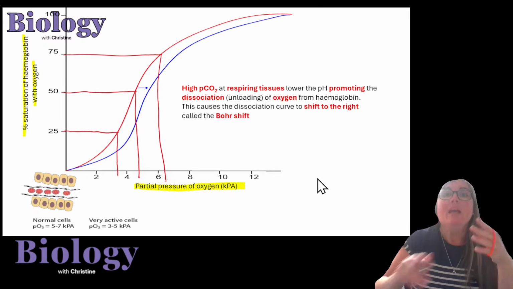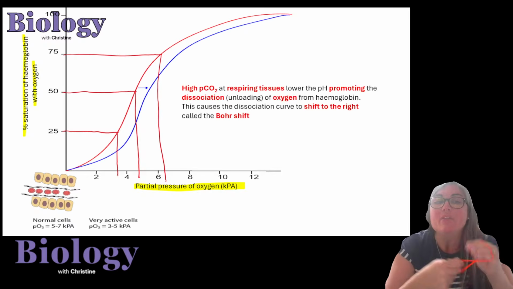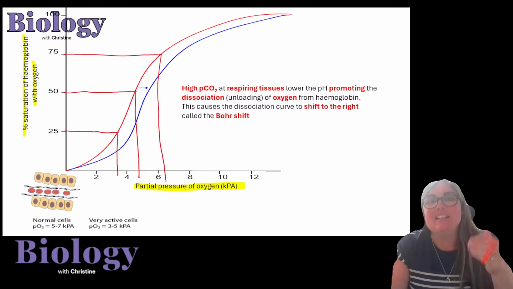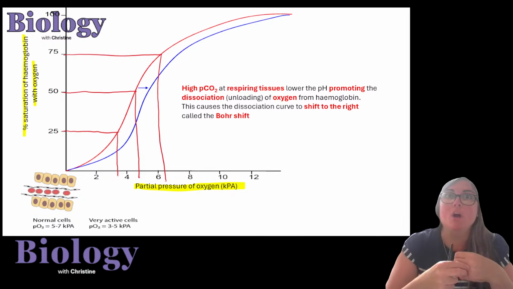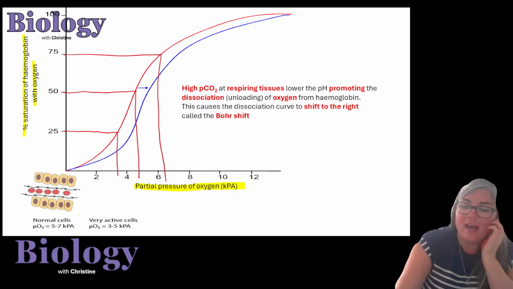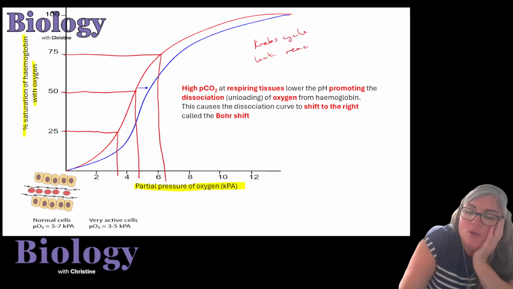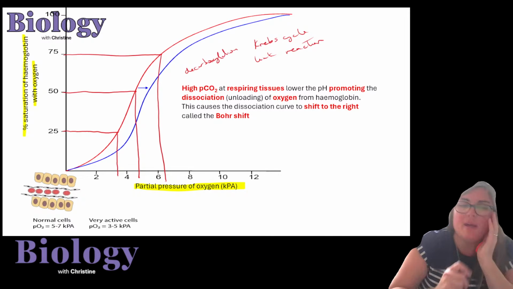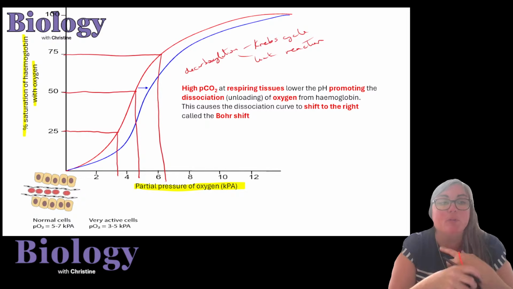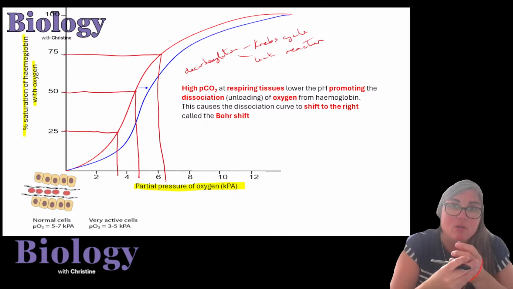So if I am going to have a very active cell, I have lots of respiration happening, I have high carbon dioxide. So where is the carbon dioxide being produced? It's being produced in the Krebs cycle and it's being produced in the link reaction. So I know that through the process of decarboxylation, which happens both in the Krebs and the link reaction, that will therefore produce lots of carbon dioxide.